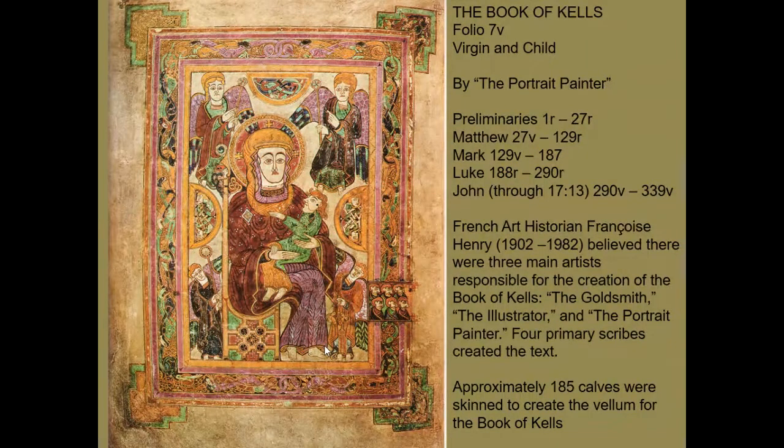And so the artists have been nicknamed. We don't know their actual names. The 3 primary illustrators are known as the Goldsmith, the Illustrator, and the Portrait Painter. And this image, which is the Virgin Mary holding the Christ child, who looks very much like a little tiny adult, this is the work of the Portrait Painter.